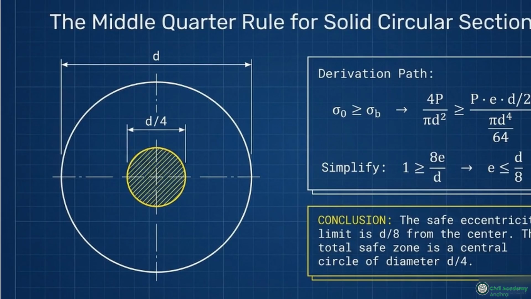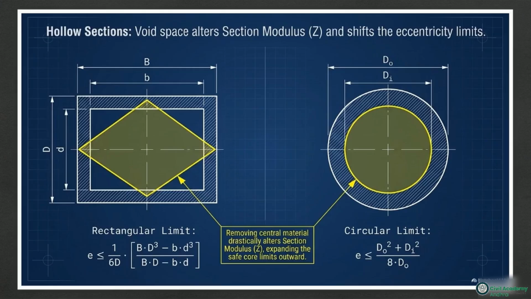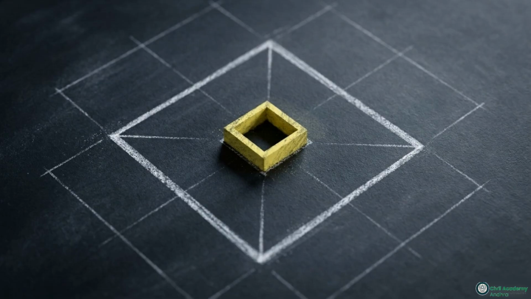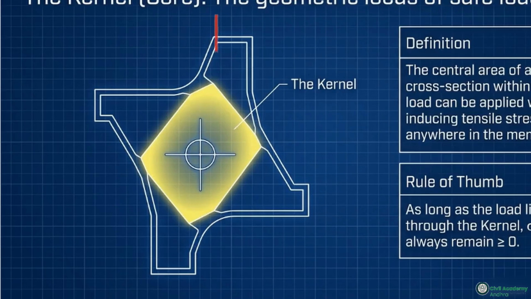rule. When we look at hollow sections, the result is somewhat counterintuitive. Removing material from the center of the column alters the section modulus. Because the remaining mass is concentrated further from the neutral axis, the safe zone limits actually expand outward. This mathematically mapped safe zone is formally called the kernel or the core of the section. It provides a definitive boundary on a blueprint, allowing engineers to instantly verify if a loading configuration is safe.